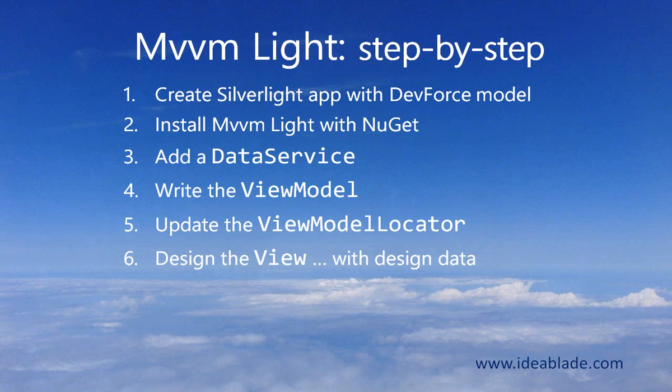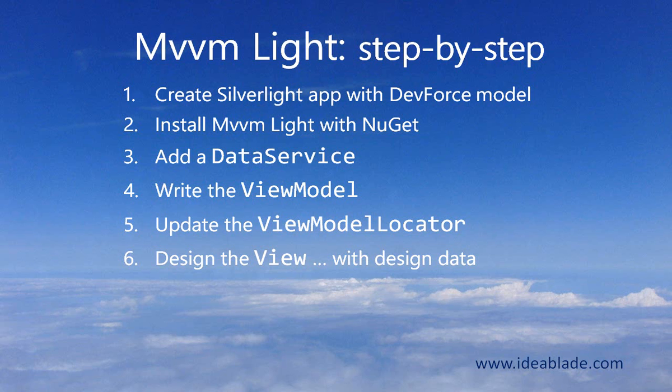We're going to create a Silverlight application and add a DevForce model to it, as you might have seen before. Very simple. Then we're going to install the MVVM Light toolkit with NuGet. We'll add a DataService class that will help us go out and get data using DevForce out of the database, and also create some design time data that'll help us sketch out our view and see what we're doing.